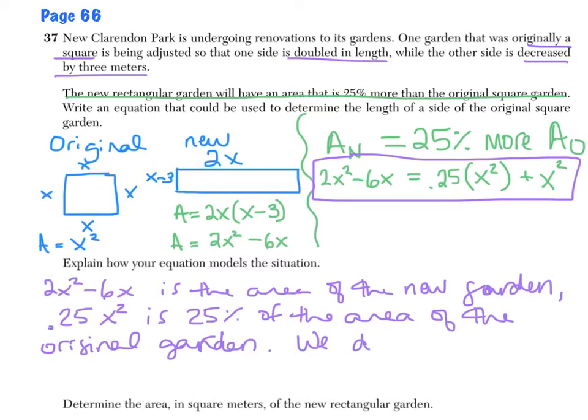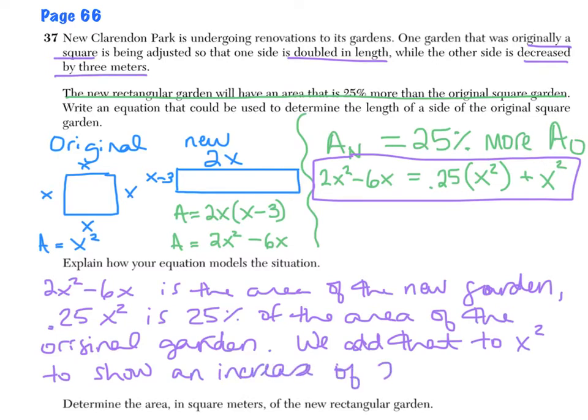We add that to x squared to show an increase of 25%. So something along those lines is what you're going to write down. You want to break it apart. So why do you have the 2x squared minus 6x? Why do I have the 0.25 times x squared? Why did I add on an x squared? So you're just explaining how it models that situation.